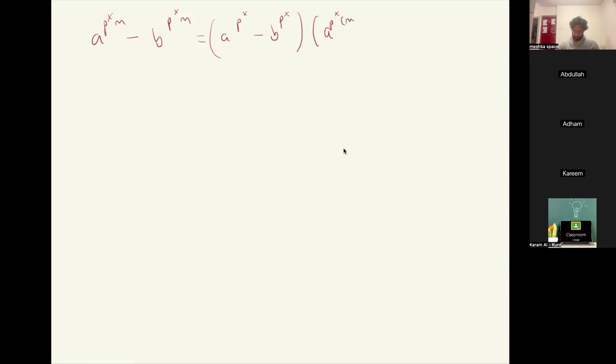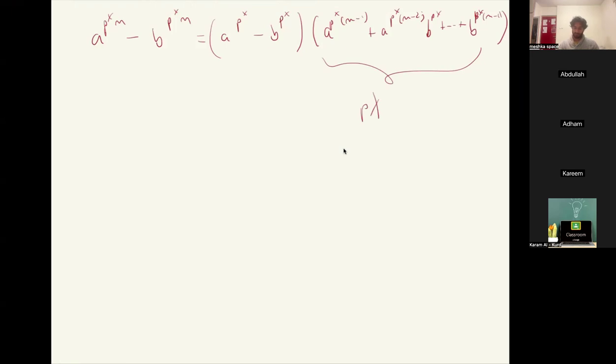I see. So it becomes (m minus 1) a to the power of p to the x, times (m minus 2) b to the power of p to the x. And what's left? Okay, like this, right? So we will find that this one has no powers of p.